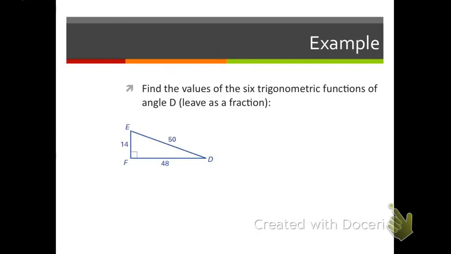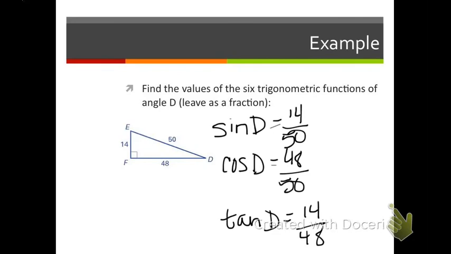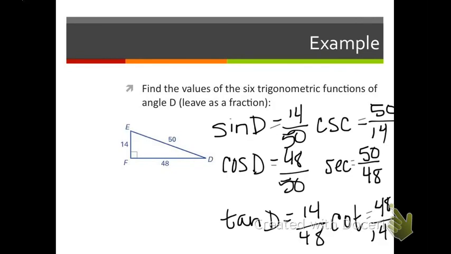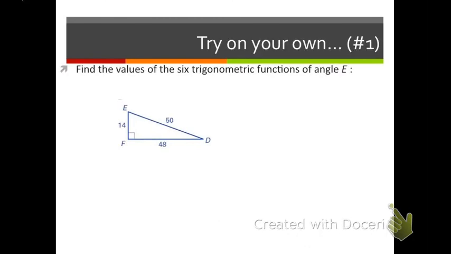6 trigonometric values. Let's just go ahead and copy these down real quick. You could probably write them faster than I can, but I'm going to pause and cheat. So there's 3. I didn't need to reduce them. I just put them into their fraction form. And then the other 3 are the reciprocals of those. And there you have it. There's the 6 basic trigonometric functions for angle D. Your turn. You find the 6 trigonometric functions of angle E.